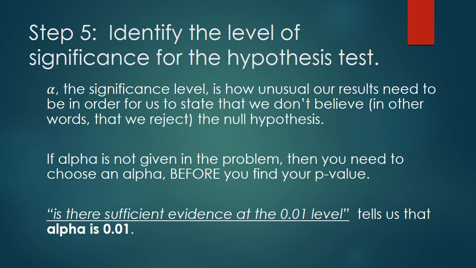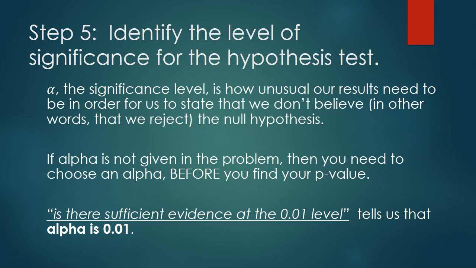Otherwise, we might be tempted to say, hey, I got a p-value of 0.045. I don't want my alpha to be 1%, 0.01, because, well, then my results aren't unusual enough. But hey, let's make my alpha 5%, 0.05, then a p-value of 0.045. Ooh, yes, my results are significant. Now, you choose your significance level in advance, then you find your p-value, then you compare.